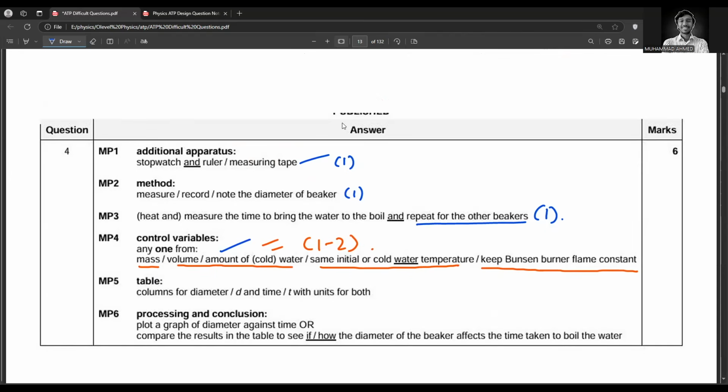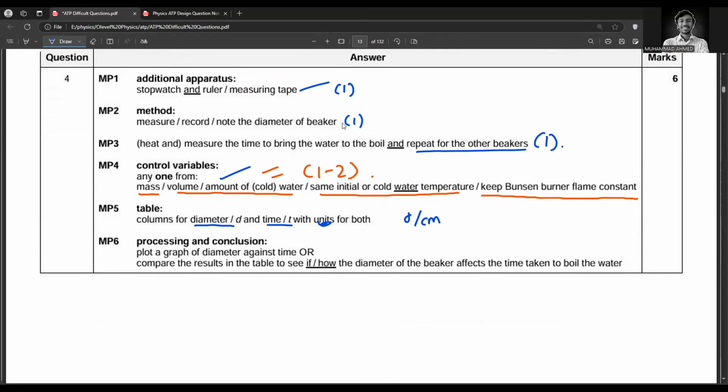Simple. How will you draw the table? Diameter slash d, time slash t with the units. Either you can write diameter slash centimeter, or you can write d slash centimeter. No problems in both of them. Plot a graph of diameter against time. Either you can do this, or you can say compare the results in the table to see if the diameter of the beaker affects the time taken for the water to boil. Simple, you will get 6 on 6 if you write everything that was stated earlier.